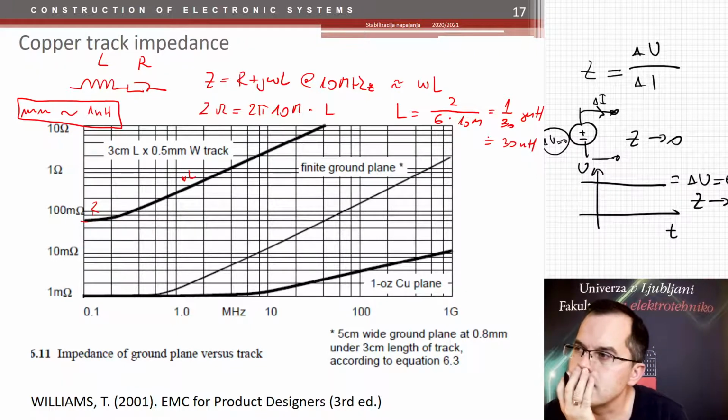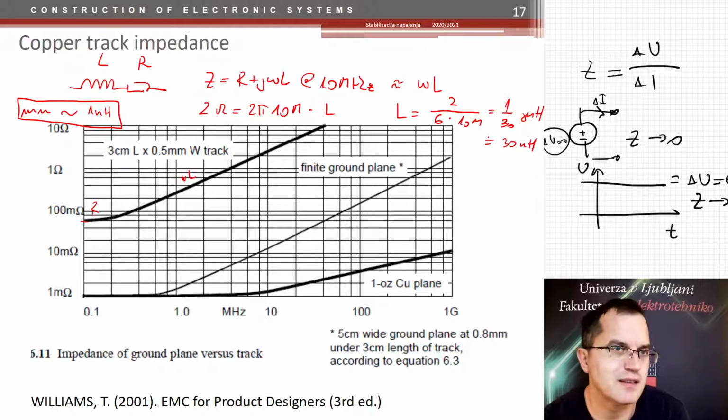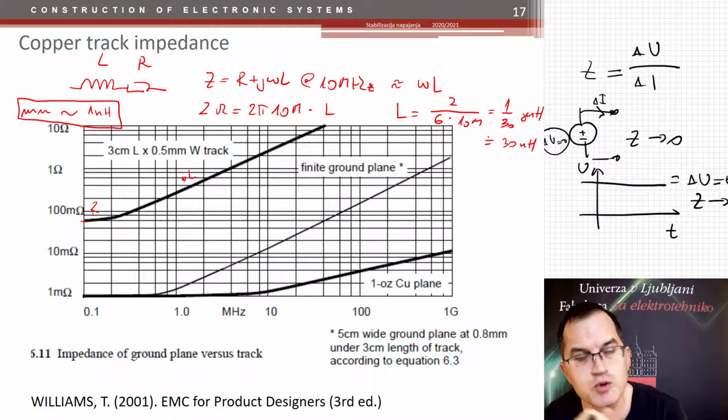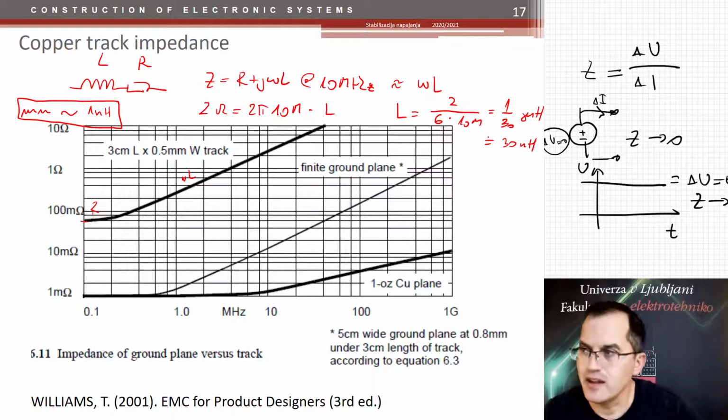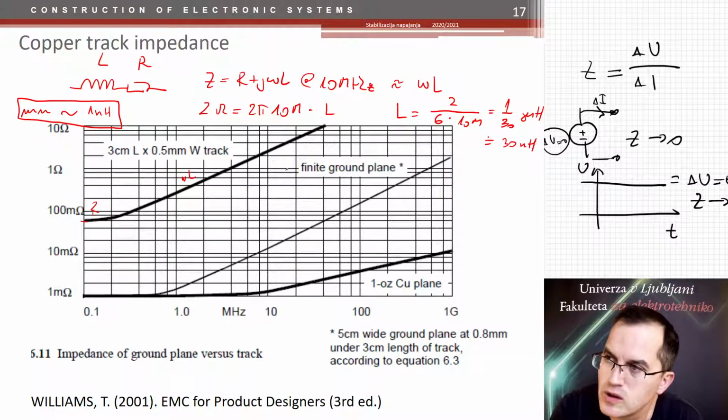Now, how much is that? Well, it's much less than the voltage regulator problem, because with that one we are talking about microhenries and here it is nano. At least that. But if we used a wider track, then the impedance would be less. So you would go down.